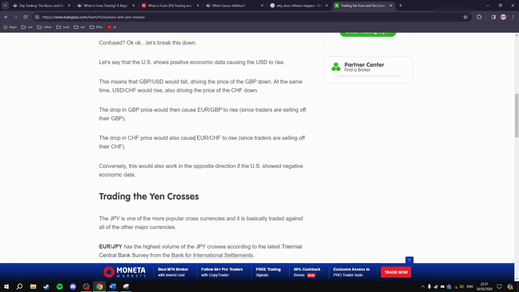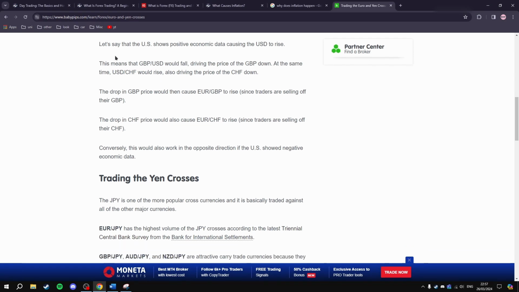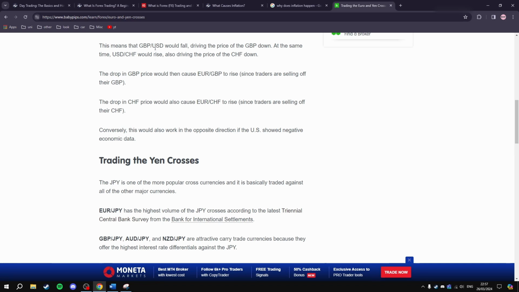Confused? Okay, let's break this down. Let's say that the US shows positive economic data causing the USD to rise. This means that GBP/USD would fall, driving the price of GBP down. At the same time, the USD/CHF would rise, also driving the price of CHF down.